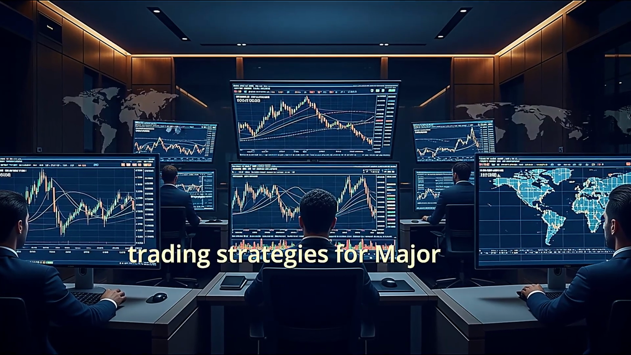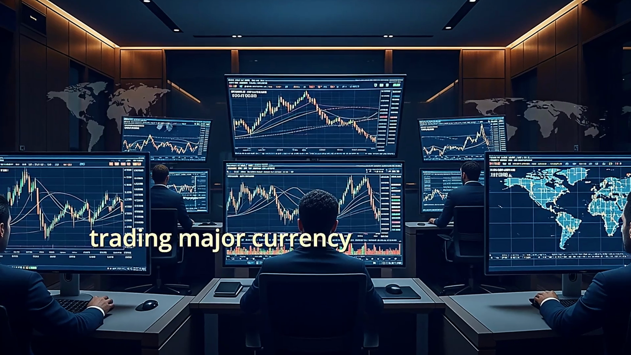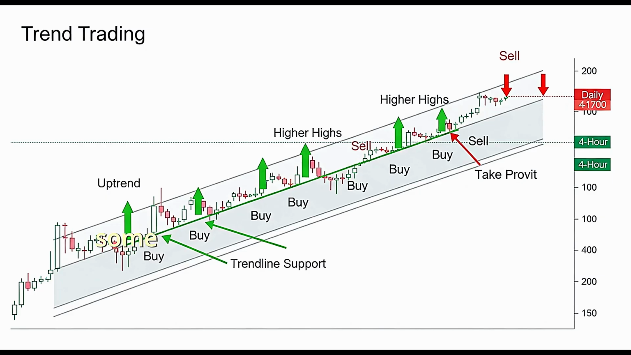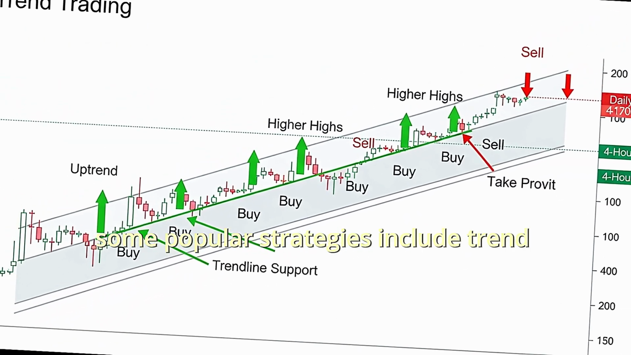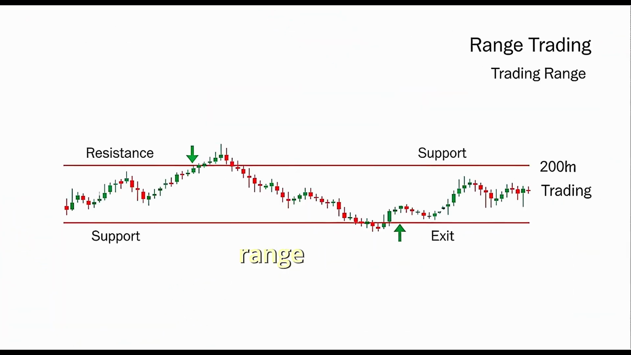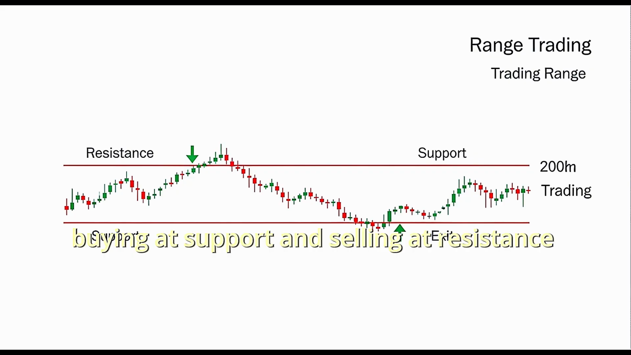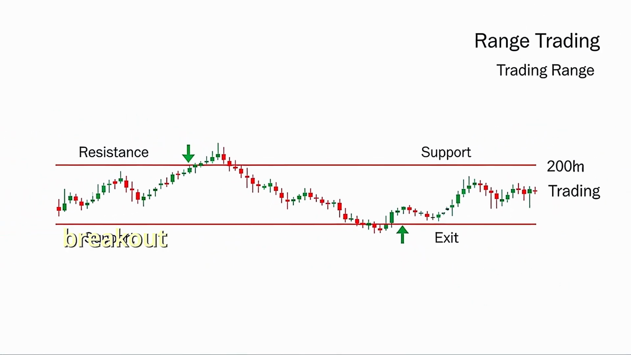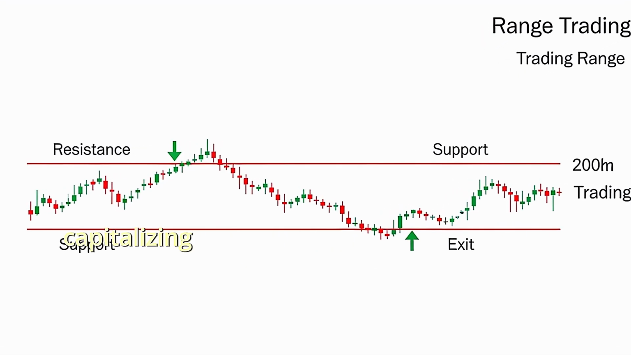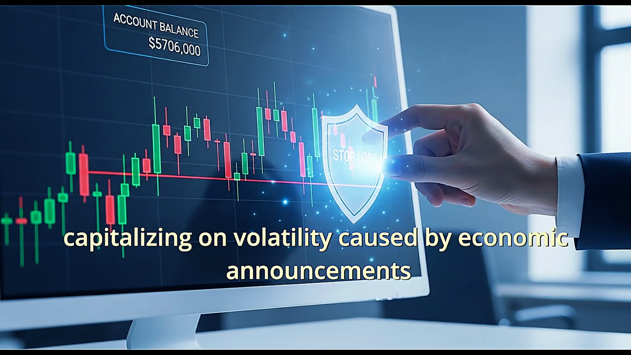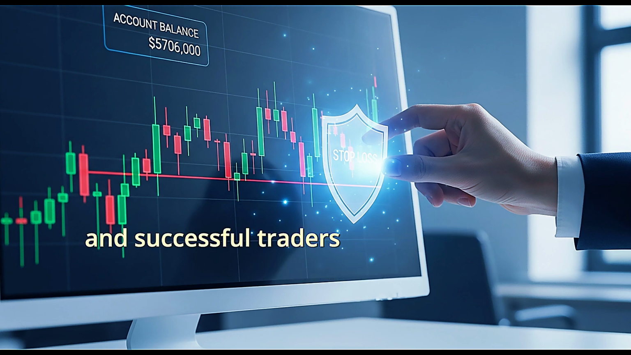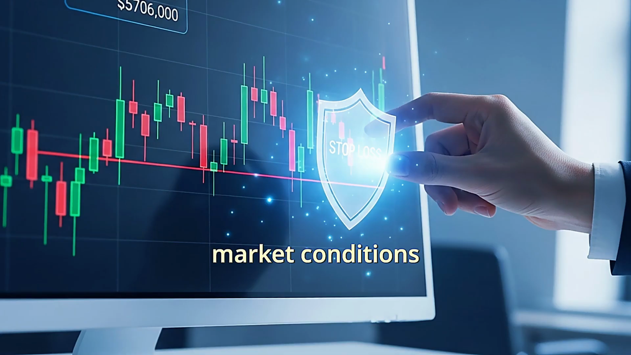Trading strategies for major pairs. Trading major currency pairs requires a blend of analysis, discipline, and risk management. Some popular strategies include trend following, identifying and trading in the direction of the prevailing market trend. Range trading, buying at support and selling at resistance in sideways markets. Breakout trading, entering trades when price breaks key levels. News trading, capitalizing on volatility caused by economic announcements. Each strategy has its strengths and weaknesses, and successful traders often adapt their approach based on market conditions.